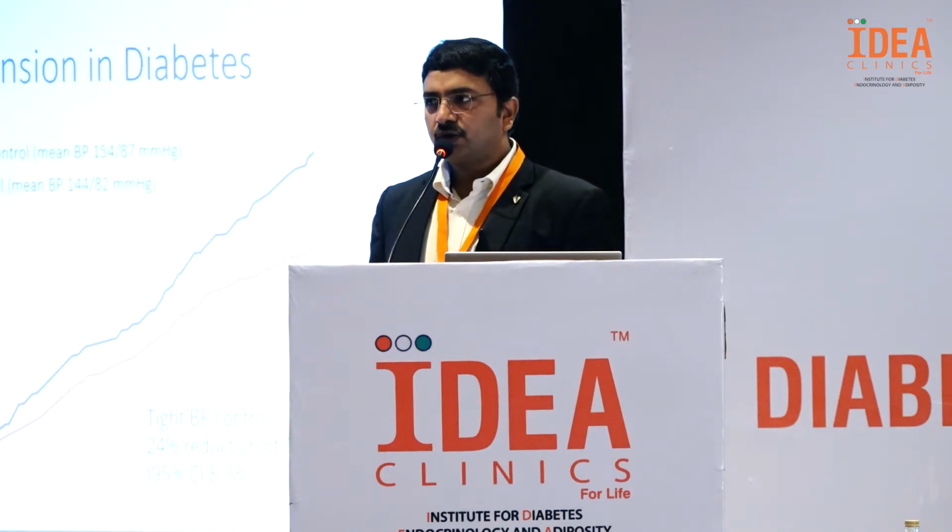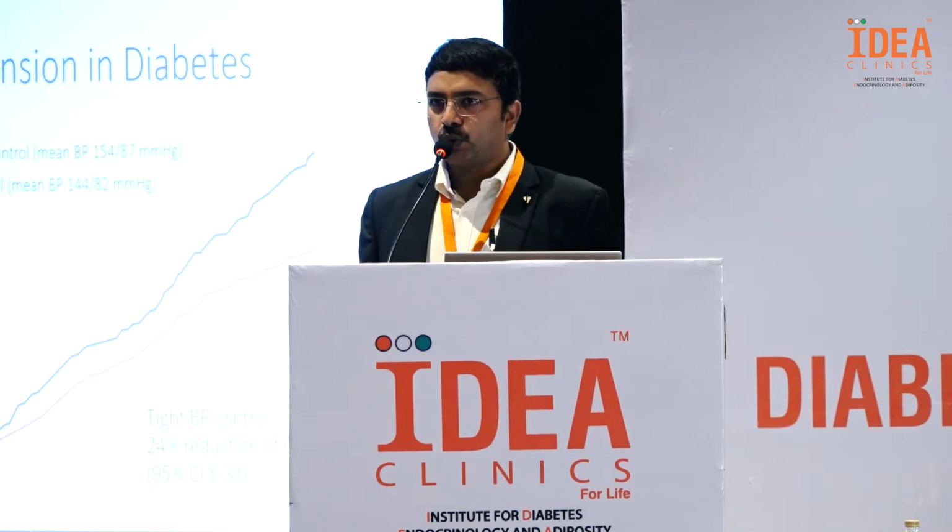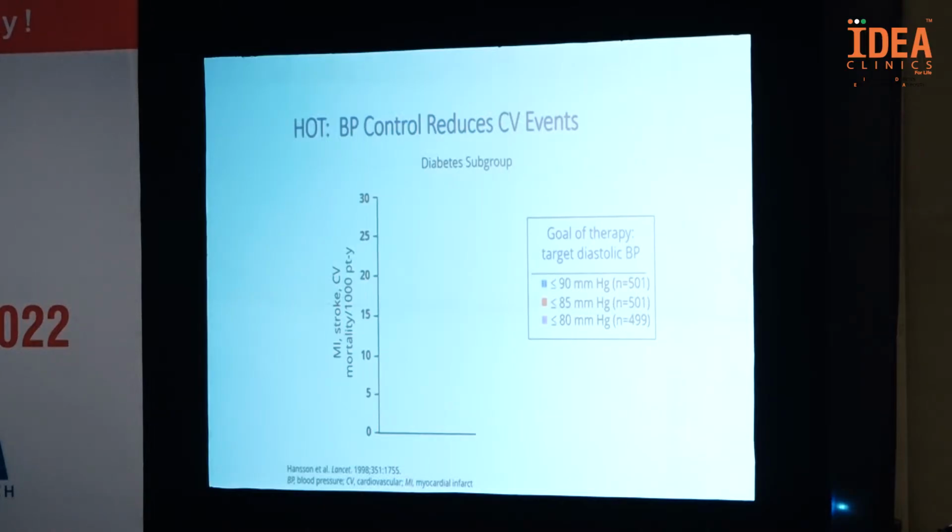So apart from the cholesterol, we need to have a tighter BP control. So this is the landmark trial. This has shown patients with uncontrolled blood pressure have higher cardiovascular events when compared to the tighter blood pressure control. That is systolic blood pressure. And why only systolic blood pressure? Even the diastolic blood pressure has cardiovascular complications.